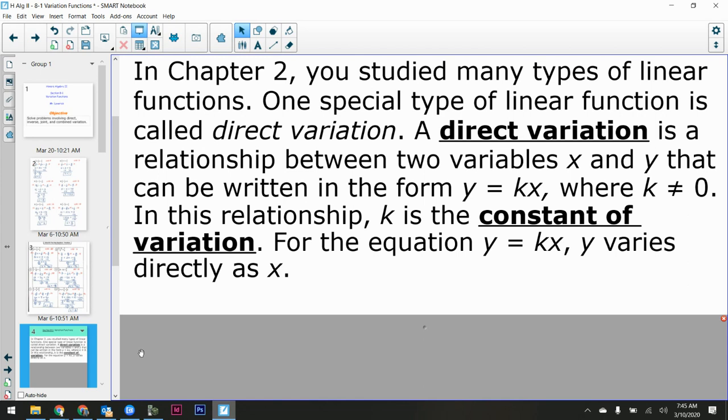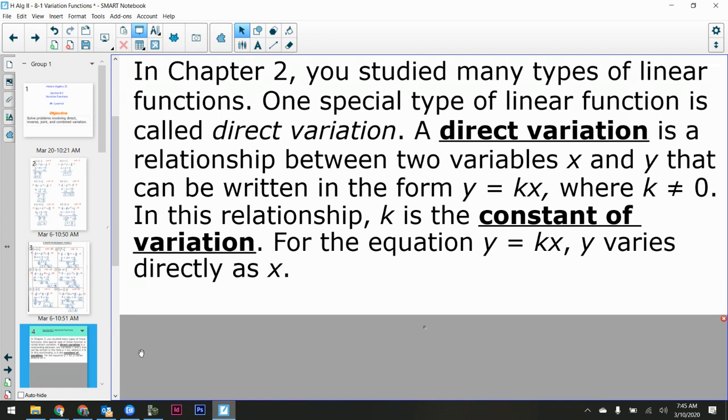Now, we can say that y varies directly as x. How does it vary? It varies by the constant of variation, which is the number multiplied by x. If y is equal to 3x, 3 would be the constant of variation. If y is equal to 0.1x, 0.1 would be the constant of variation. If y is equal to negative 5x, negative 5 is the constant of variation. And again, we state it as y varies directly as x.